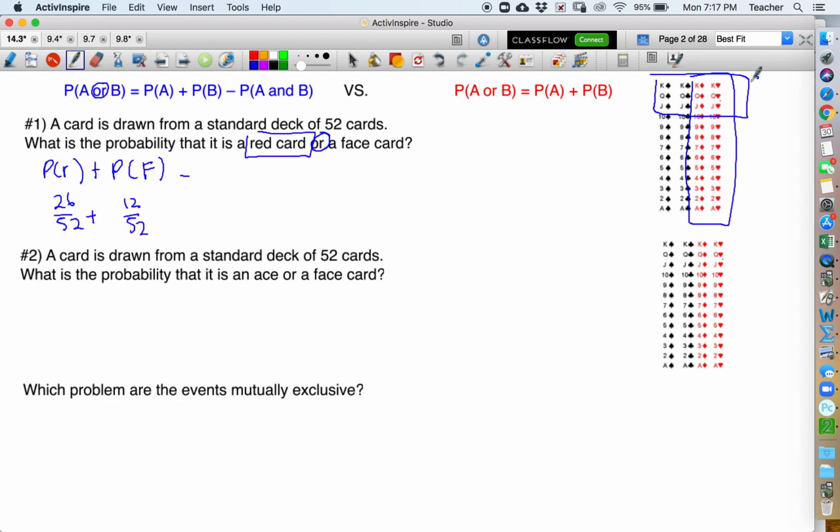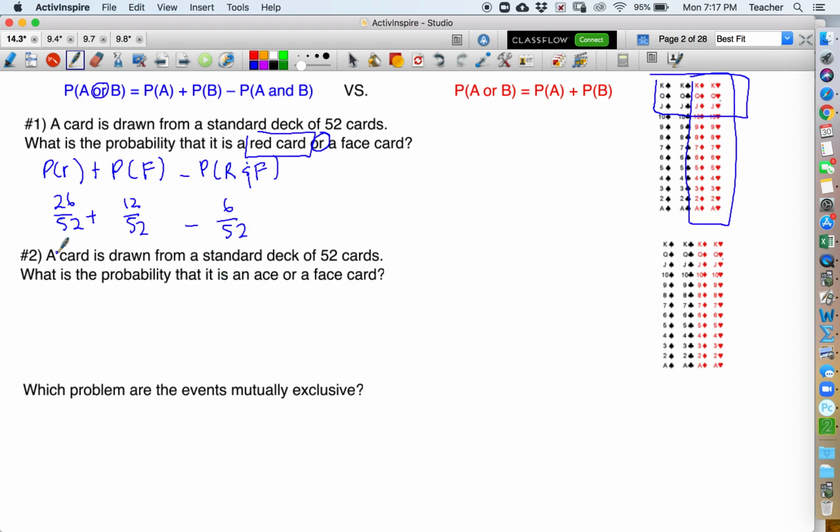And in this particular case, you can clearly see that there is an overlap, so minus probability of red and face card. So there are 1, 2, 3, 4, 5, 6 out of 52.